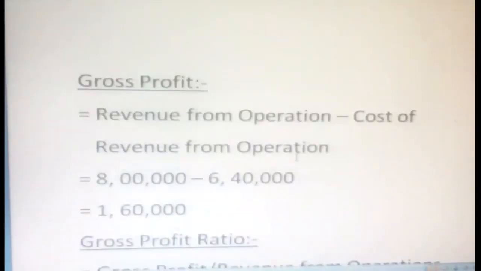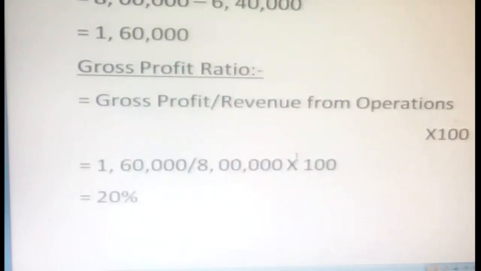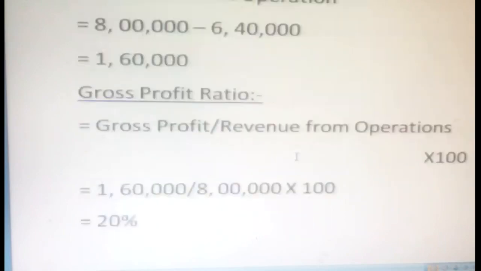Now what is our formula? Gross profit is revenue from operation minus cost of revenue from operation. Revenue from operation is 8 lakhs, and cost of revenue from operation 6,40,000, so we get 1,60,000. Now we got our gross profit. Now we apply the formula. What is gross profit ratio? Gross profit divided by revenue from operation into 100. We know the gross profit 1,60,000 divided by 8 lakhs into 100. So we got 20%. Here, in the calculation of gross profit, we should be very careful to find it from the available information. So we have to read the question carefully.